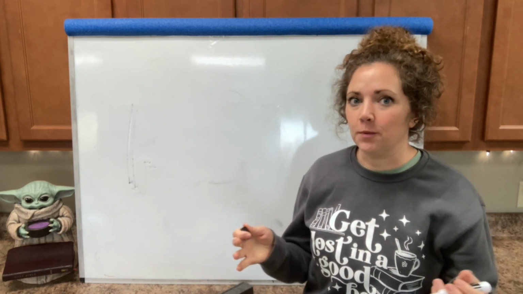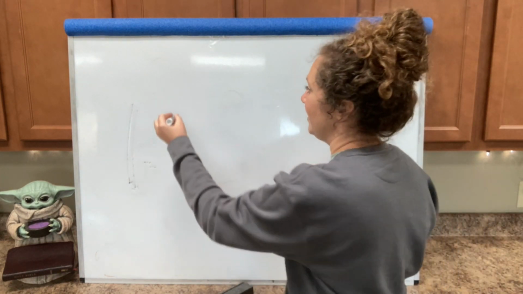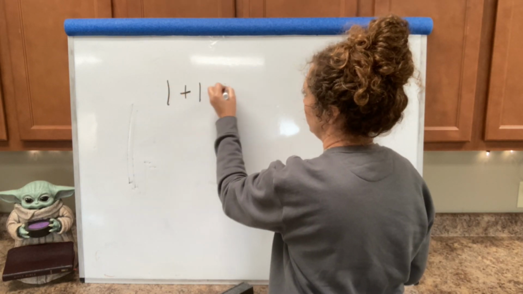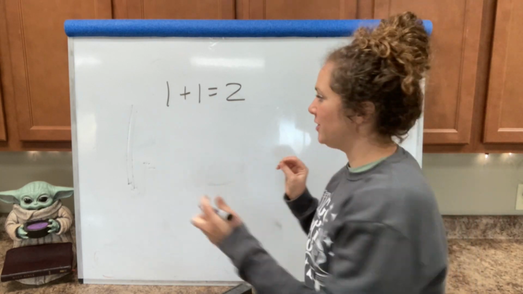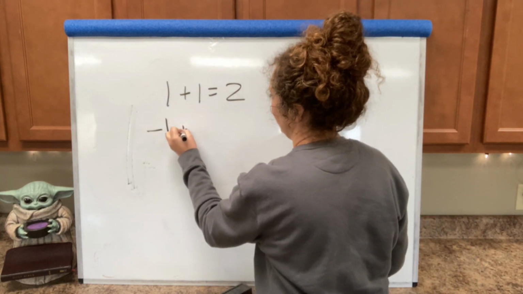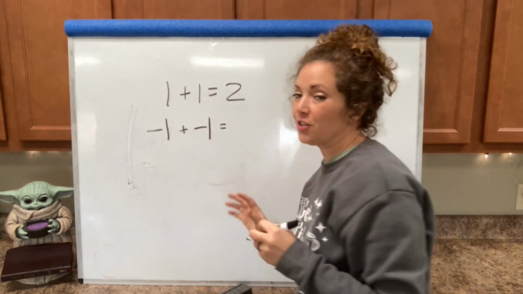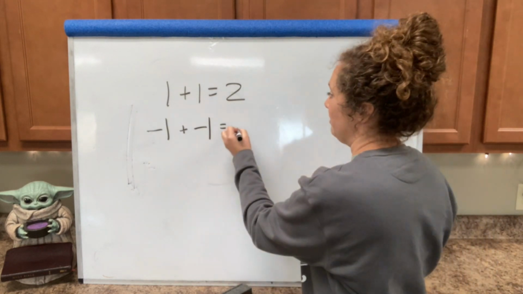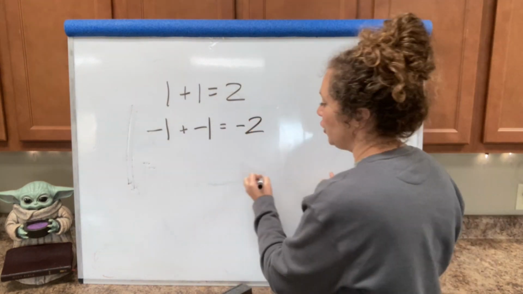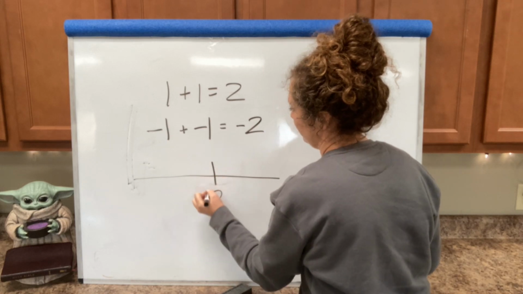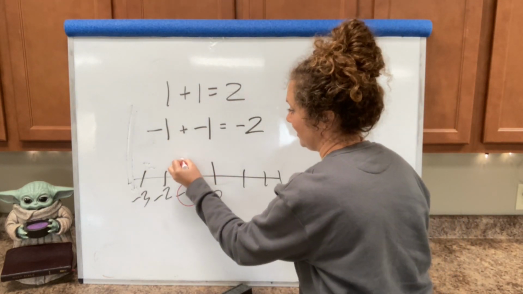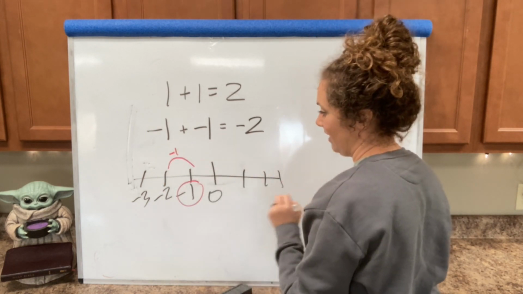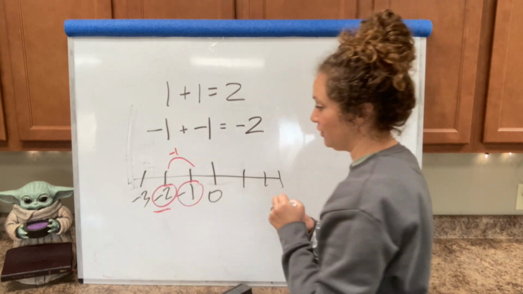Most of us are familiar with adding integers that are positive, like 1 plus 1 equals 2. But if we're adding two negative numbers, -1 plus -1, our answer is going to be negative. It's going to be -2. You can think about this like a number line. If I have -1 and I'm adding another -1 space, then my answer is -2.